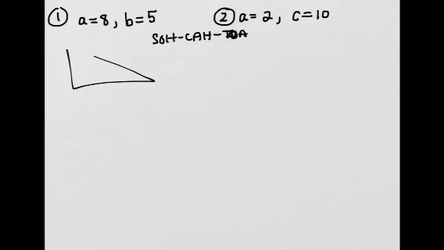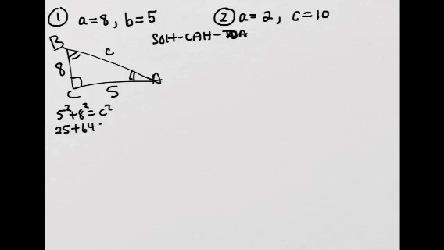So here is A, B, C. Side A is 8, side B is 5. We're missing C, and we're missing angle A and angle B. So to find side C, you can use the Pythagorean theorem. 5 squared plus 8 squared is C squared. So we've got 25 plus 64, that's 89. So C is the square root of 89. Okay, you can get the approximate value by using a calculator: 9.434.